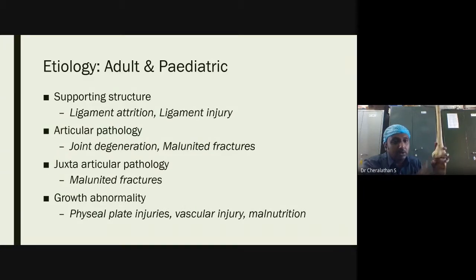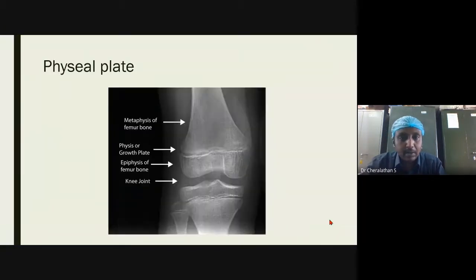And next comes growth abnormality or physeal plate injuries. To understand this, I will show you another picture. Right, this is a picture of the epiphyseal plate or the physeal plate.